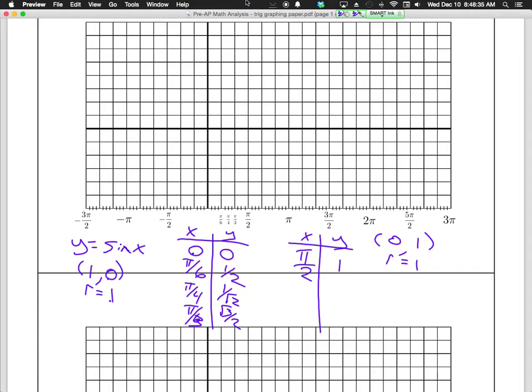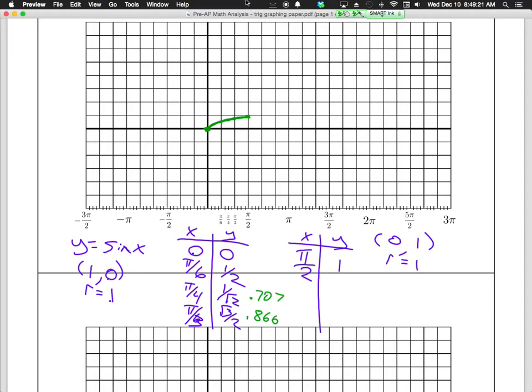So let's plot the points we have so far. 0, 0. Then I've got pi over 6 and 1/2, about right there. Then I have 1 over the square root of 2, which is approximately 0.707. So pi over 4 is right here in the middle, about right there. Square root of 3 over 2 is 0.866, about right there. And then I get to pi over 2, which is 1. Pi over 2 is right here. 1 is right there. So I connect those, and it should be a curve.